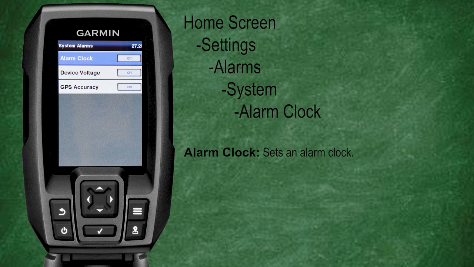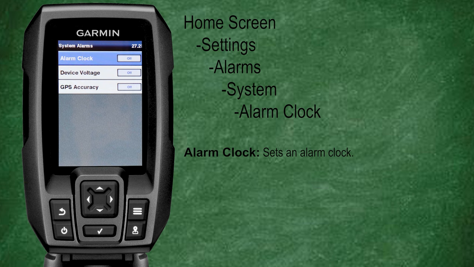First, we'll look at the system units. This is where you can adjust the way the unit displays units of measure. You can change between statute, metric, nautical, or you can even customize the units to your liking. I also have a more in-depth video on changing your units of measure that I'll link to in the description below.